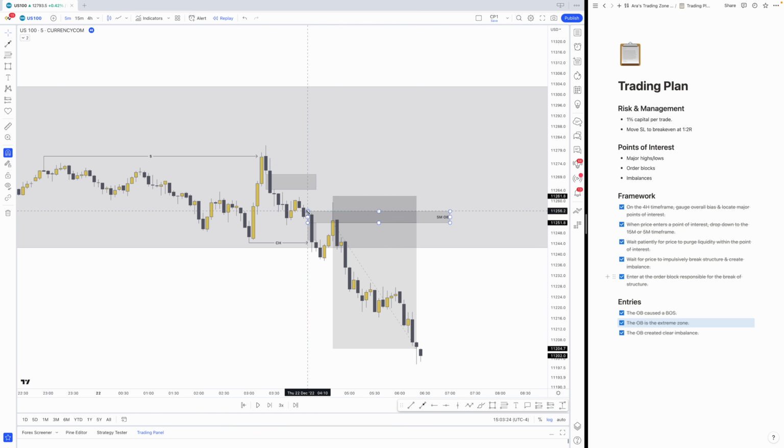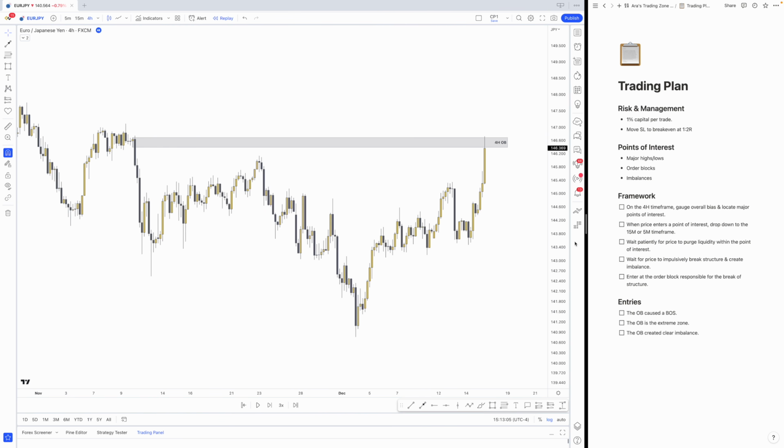And you can see that technically this order block that I was targeting for entry was violated. However, the overall premise of the trade was still intact. So it ended up being a successful trade. And that's a great example of how you can utilize this higher time frame continuation strategy on an asset class that is outside of the Forex market, such as US 100.